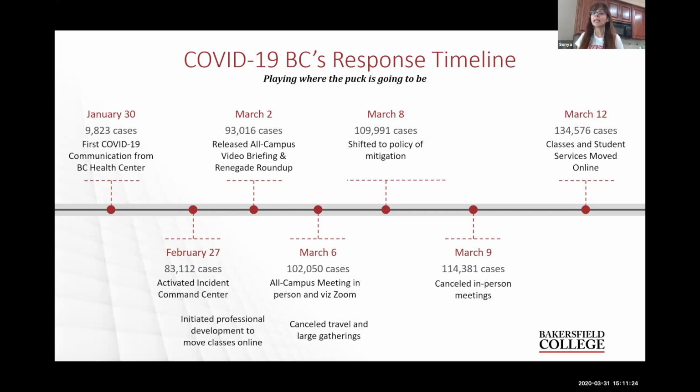We felt that this novel coronavirus needed to be followed and monitored carefully. And you can see by the different dates, as things were unfolding with the World Health Organization and other organizations, both nationally and globally, BC was systematically taking steps. We released our all-campus video on March 2nd. We activated the Incident Command Center late February. We started canceling travel and large gatherings in early March. And then by March 12th, we had moved completely all of our instruction and student affairs.